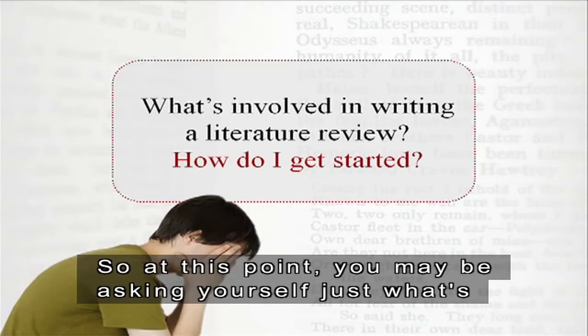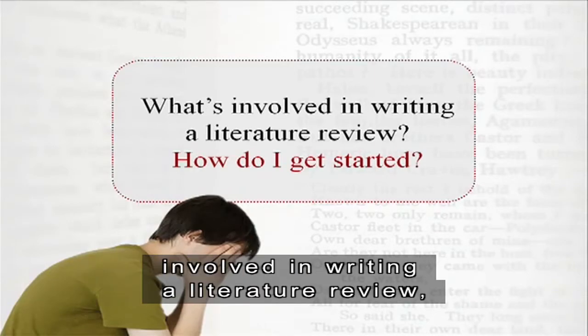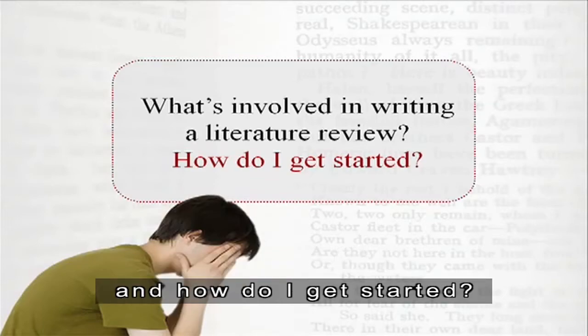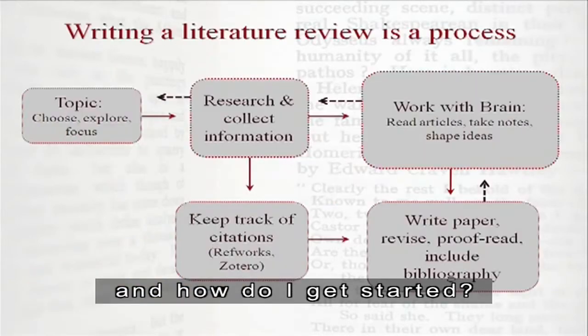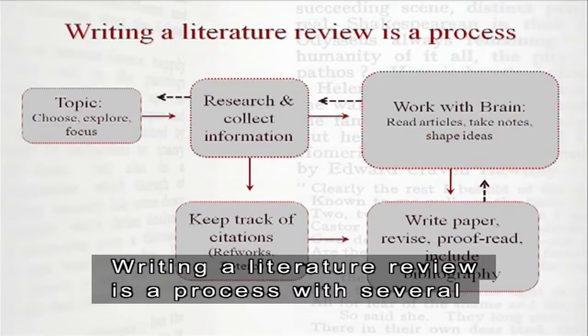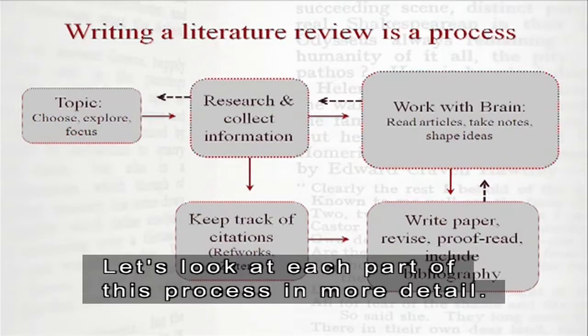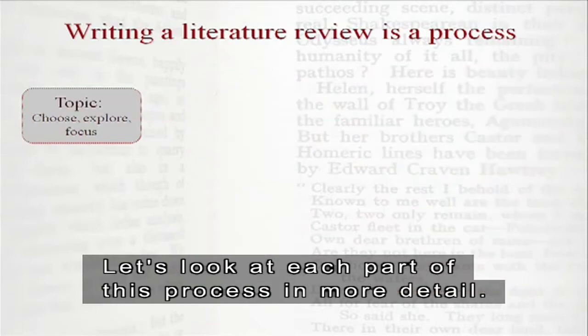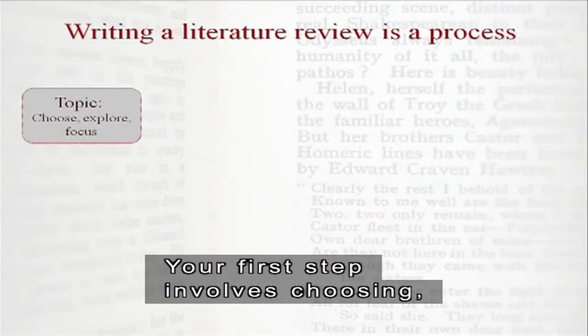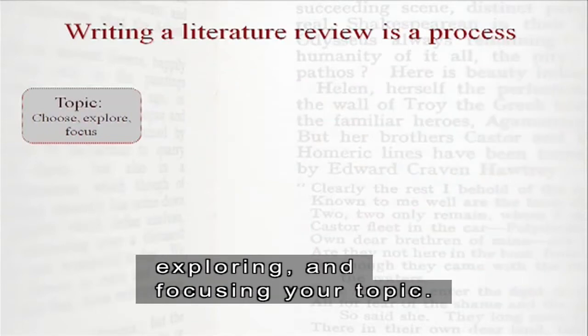So at this point, you may be asking yourself just what's involved in writing a literature review, and how do I get started? Writing a literature review is a process with several key steps. Let's look at each part of this process in more detail. Your first step involves choosing, exploring, and focusing your topic.